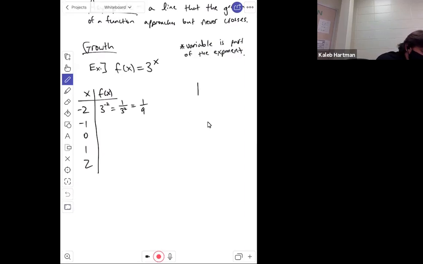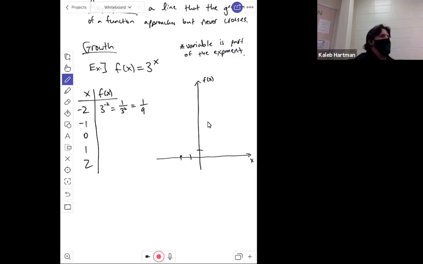And so on our graph, we have our x-axis and our f of x-axis. We've got the point -2 and 1/9. 1/9 is very hard to graph accurately. It's just above 0. If you think of 1/9 as a decimal, it's 0.11 repeating, so that's very close to 0. Can you all see the dot there that I put just above the x-axis?